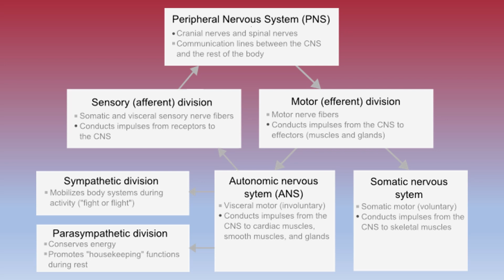The autonomic nervous system is visceral motor involuntary responses conducting impulses from the CNS to cardiac muscles, smooth muscles, and glands. The sympathetic division mobilizes body systems during activity in the fight or flight response. The parasympathetic division conserves energy, promoting housekeeping functions during rest, known as rest and digest.